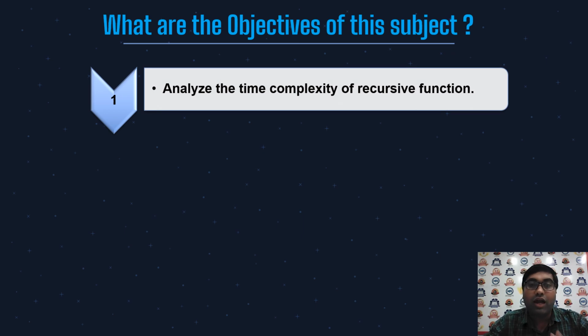First objective is to analyze the time complexity of recursive functions. Because most of the time, whenever we are designing any particular algorithm, these algorithms will be of recursive type. And at that time, we have to compute the efficiency of that particular algorithm. Now this efficiency will be computed in the form of time complexity. It can also be computed in the form of space complexity. So how to compute time complexity and how to compute space complexity? This is one of the important objectives.